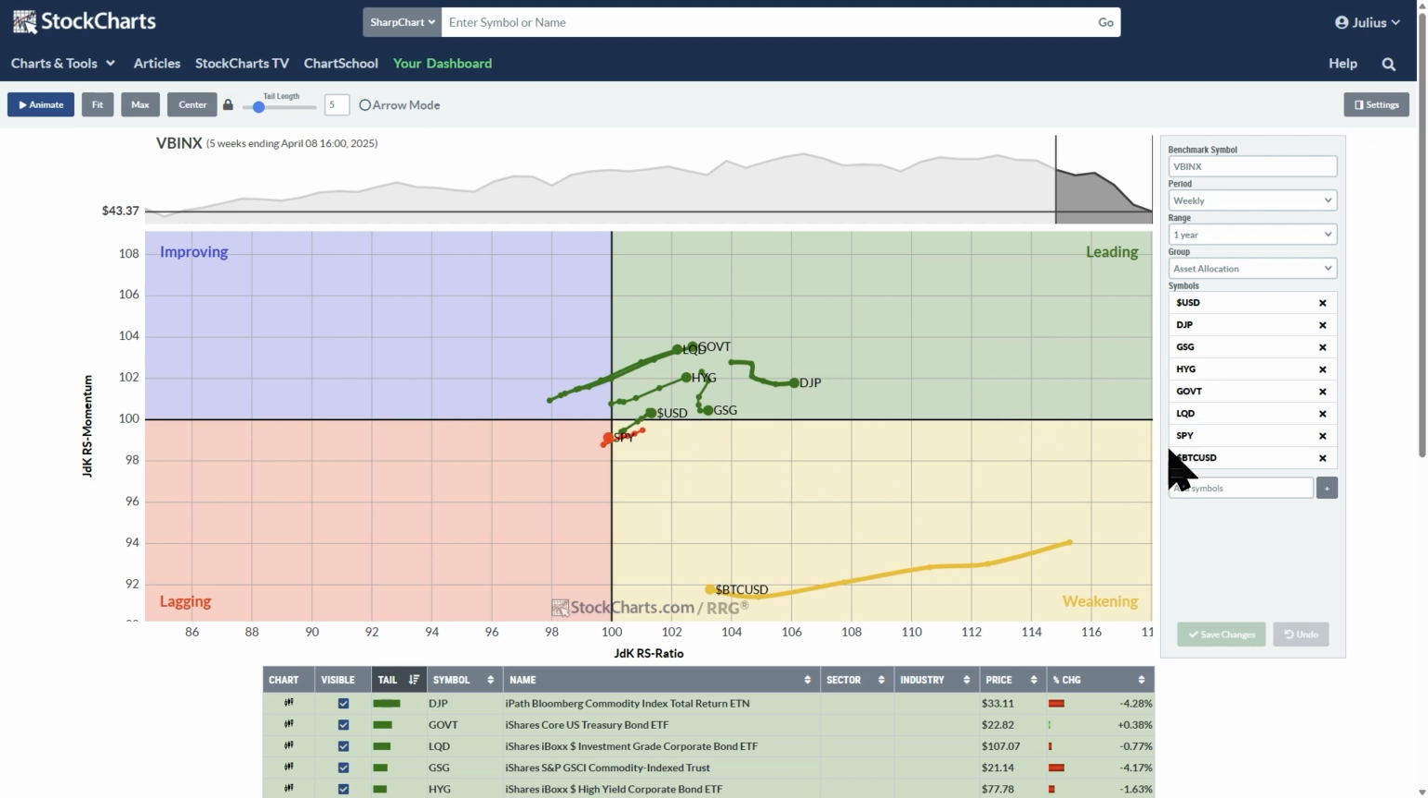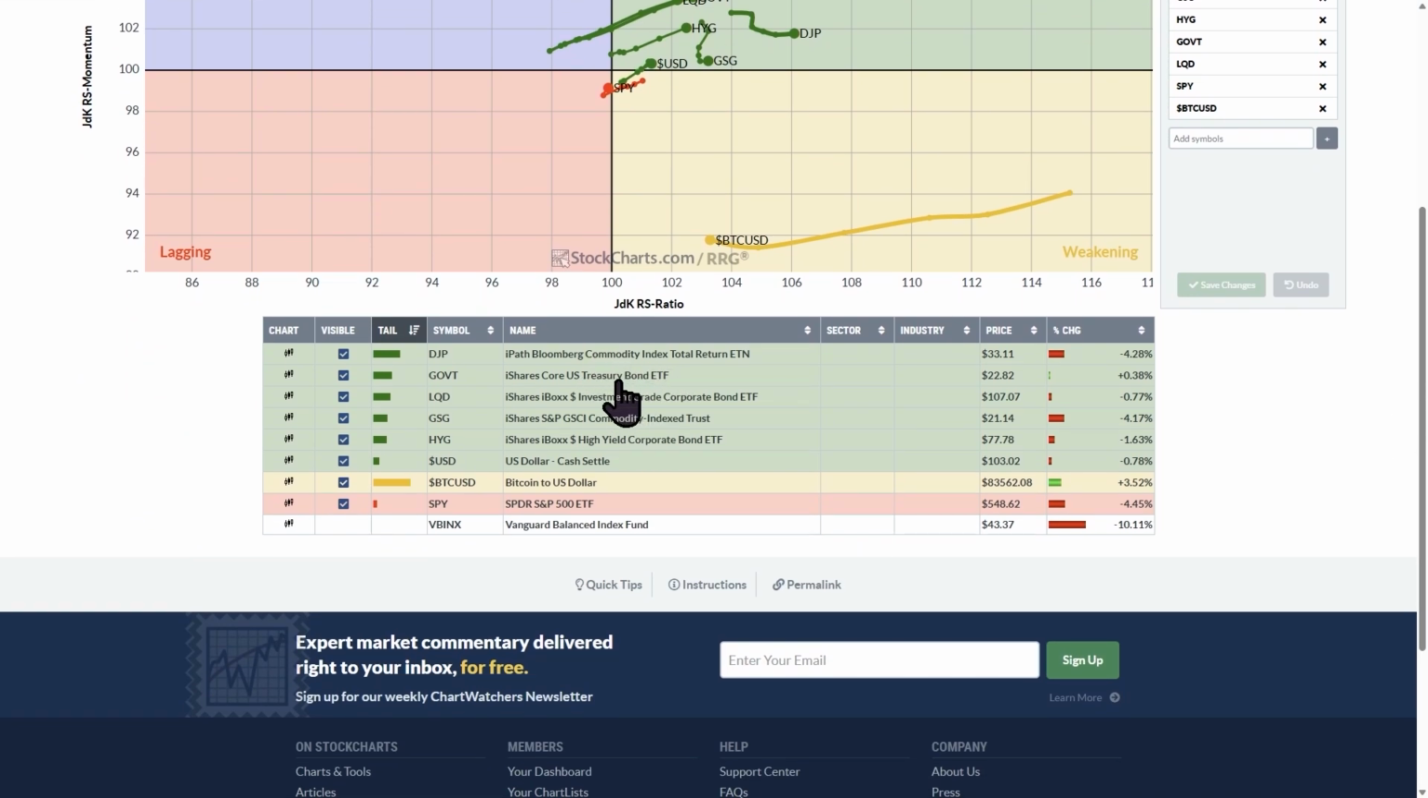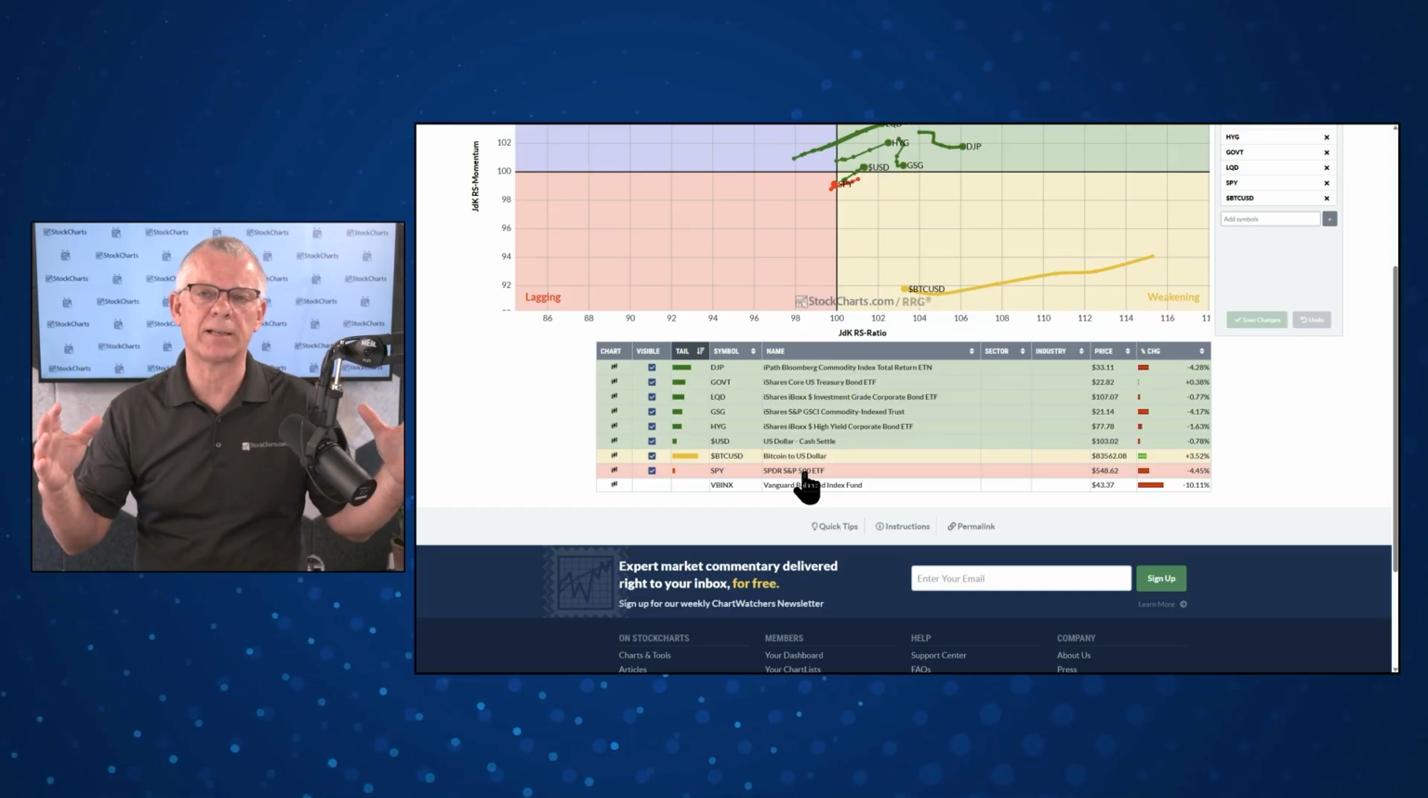And the asset classes that I have on this RRG, so they're predefined, are commodities, treasury bonds. So I've got DJP and also GSG is another commodity ETF. We've got treasury bonds. We've got corporate bonds. We've got high yield bonds. We've got the US dollar as the sort of cash equivalent. We've got Bitcoin as a proxy for cryptocurrencies. And we've got the stock market, SPY. So this will help investors to get a handle on what's happening in the markets from a higher perspective.